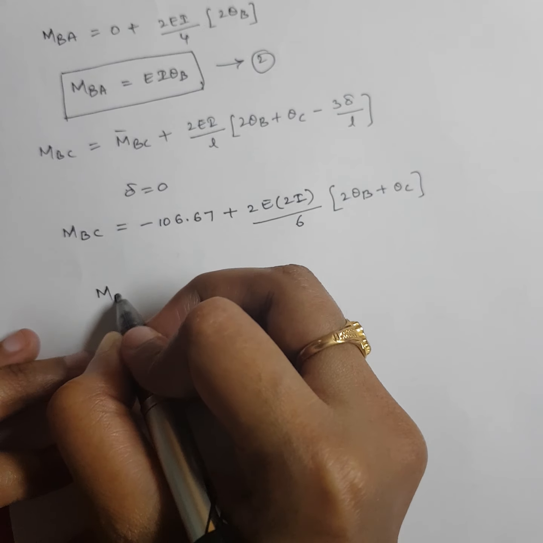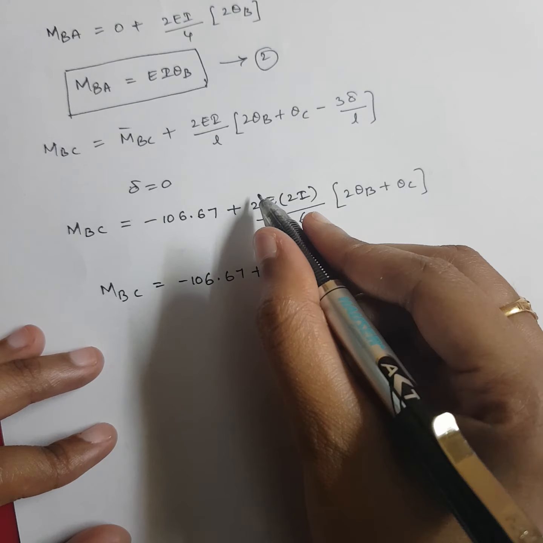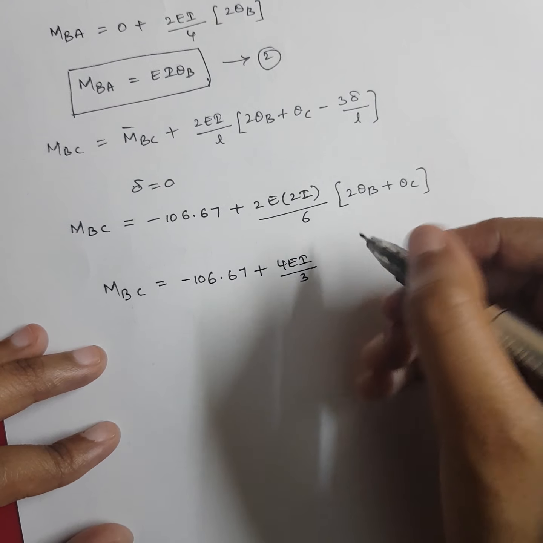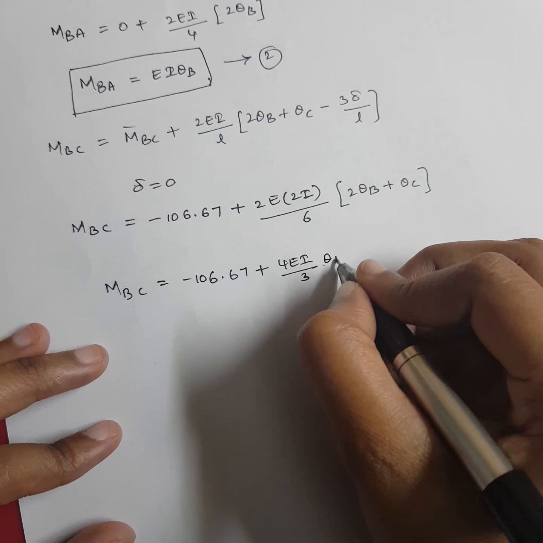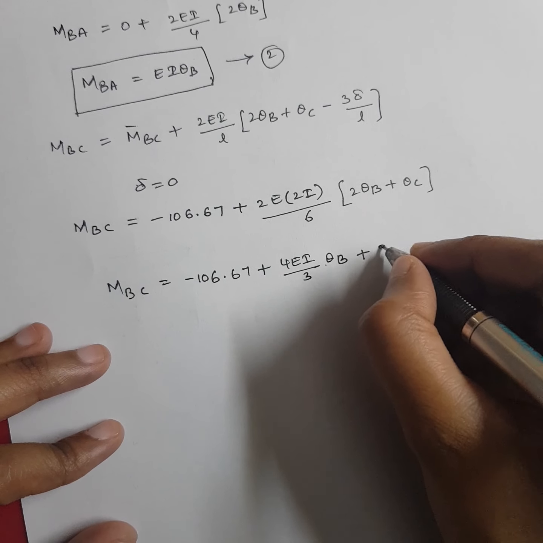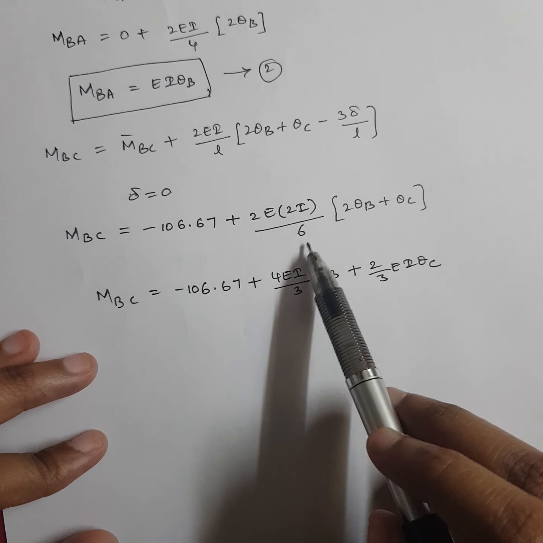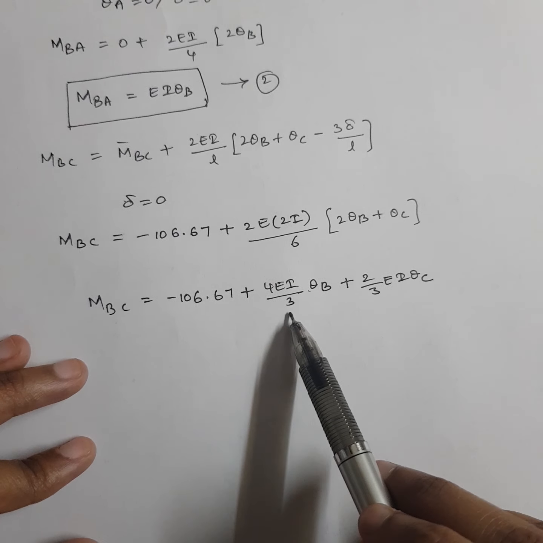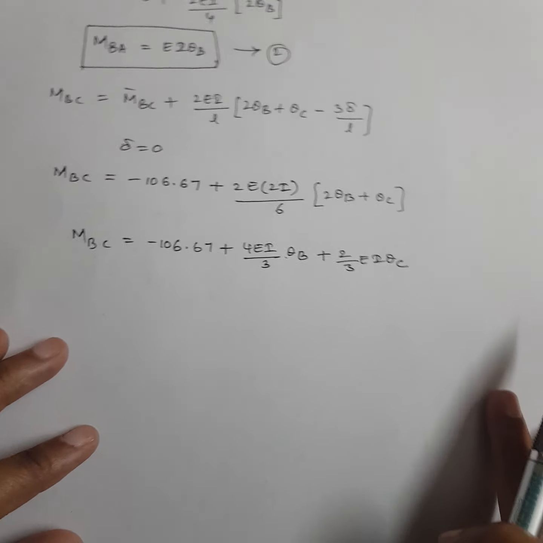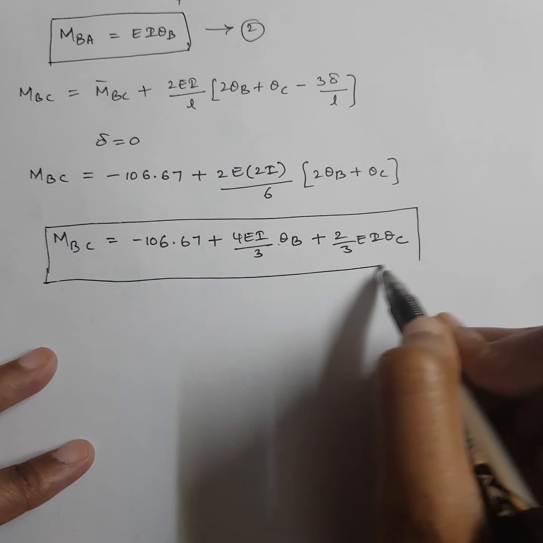So finally, what is MBC equal to? Minus 106.67 plus, 2 1s, 2 3s, you'll be getting 4 EI by 3 into theta B plus 2 by 3 EI theta C. This is because it is 4 by 6 into 2, so 2 1s, 2 3s, it will be 4 by 3 EI theta B. Here it is 4 by 6, so 2 2s, 2 3s. So this is MBC. Let it be equation number 3.